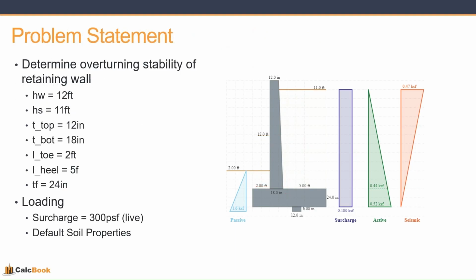So our problem statement for today, right, we have a retaining wall with a set of parameters here for the height of the wall and the soil and the thickness and all of that. We have a loading of 300 PSF surcharge, and then we're going to use the default soil properties given to us in CalcBook to determine the overturning stability. And if it's not working, we will make some adjustments to get it to be stable. So let's go ahead and open up CalcBook and we'll get started on the design.